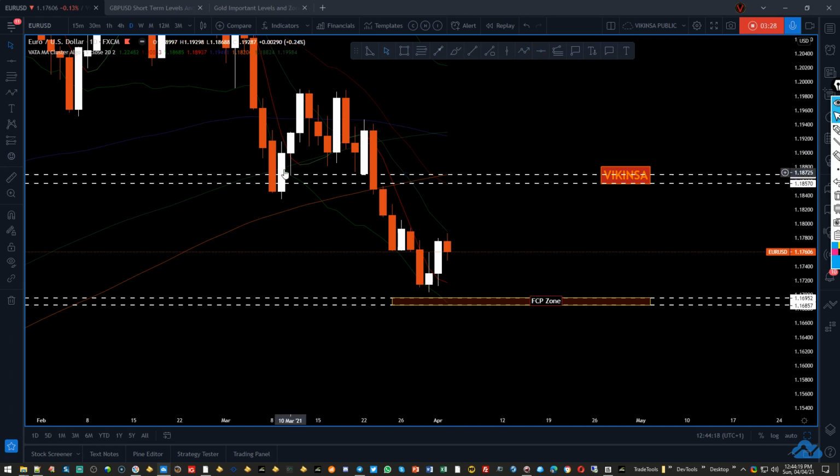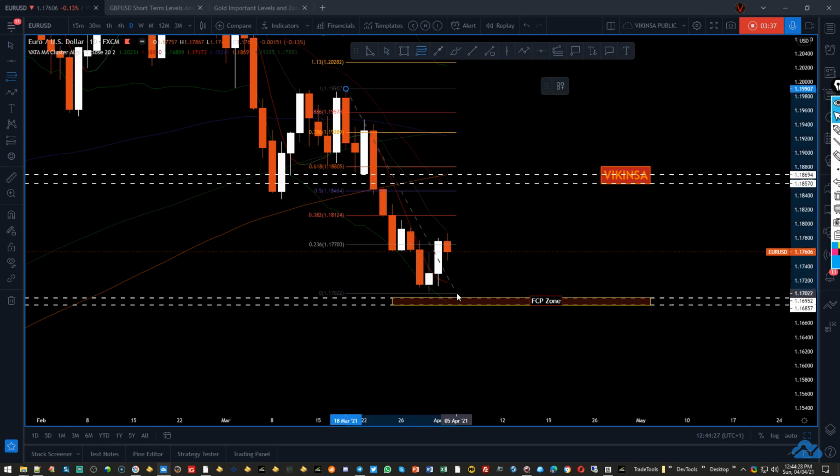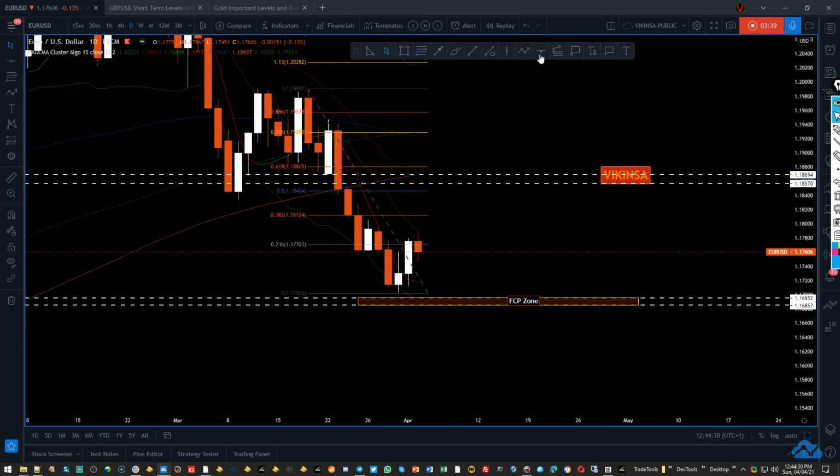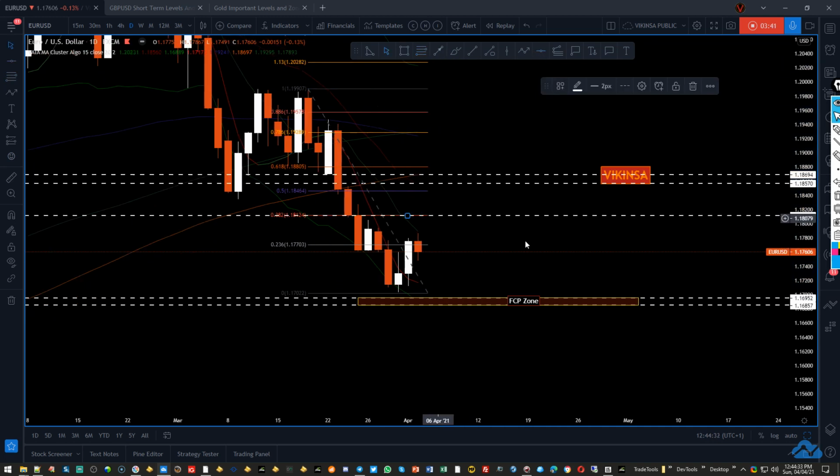This is where it can come to, because we have got previous structure and we also have a few other things like this moving average and a few fib levels as well. If I draw a fib from the top to the bottom, what we can see is that this one looks like a good level as well.